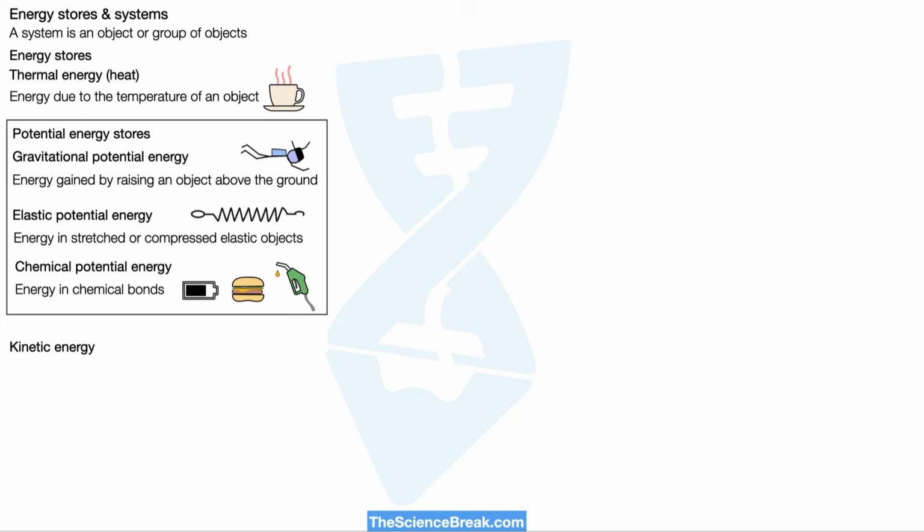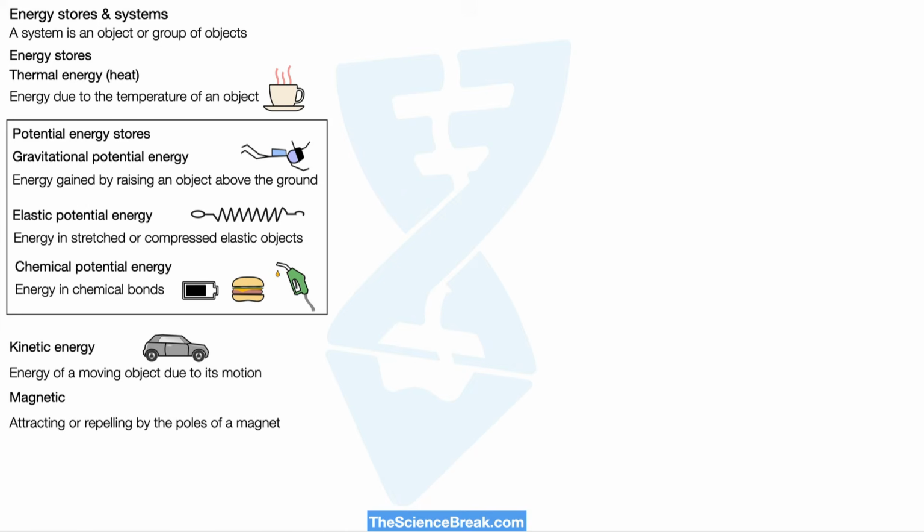Kinetic energy. This is another energy store, and it's the energy of a moving object due to its motion, a common example being a car. Then we have magnetic. This is attracting or repelling by the poles of a magnet. So there's two magnets with opposite poles near each other, and we get the attraction of those two magnets.